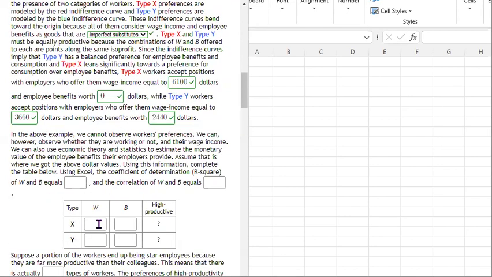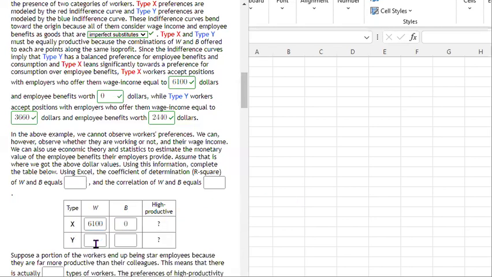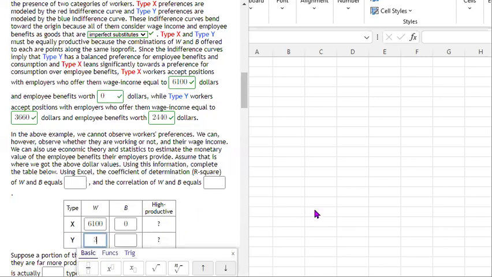So I'm going to reinsert the information here. This is $6,100 for type X workers, and the benefits are worth 0. And then for type Y workers, the wage income is $3,660, while the benefits are valued at $2,440.